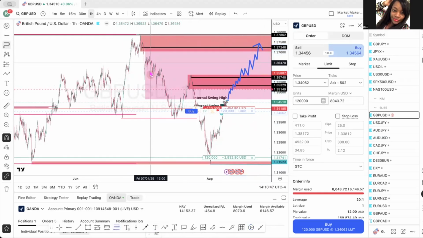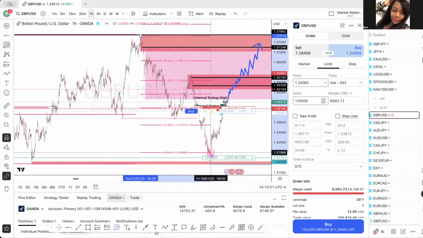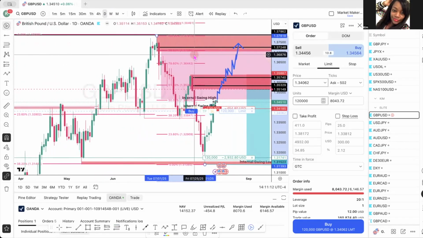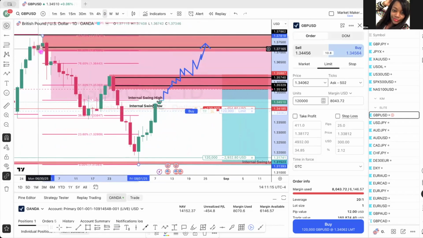So I'm going to just put this here. I would be looking for price to come to this 78 or 88, which is right here in a zone that I marked up on the daily, to then start selling. This was a daily demand zone, I mean, supply zone right here.